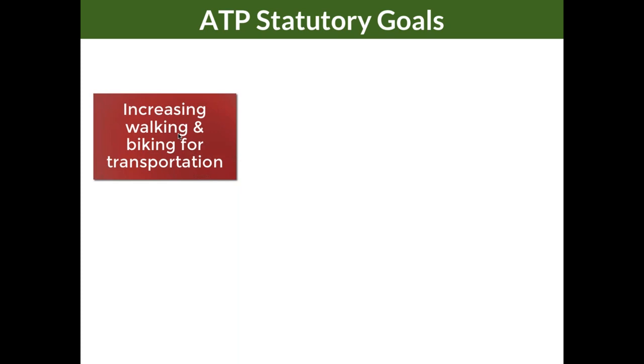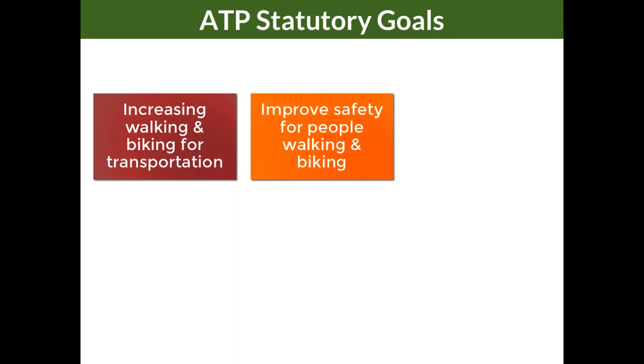Okay. So back to the statutory goals of the program. That first one is increasing walking and biking for transportation. The second statutory goal of the program is to improve the safety of people walking and biking. Here in California, currently over 1 in 4 traffic fatalities involve somebody walking and biking. And so we know that pedestrian safety and bicycle safety is a very large issue in California, and that's why it's one of the statutory goals of this program.